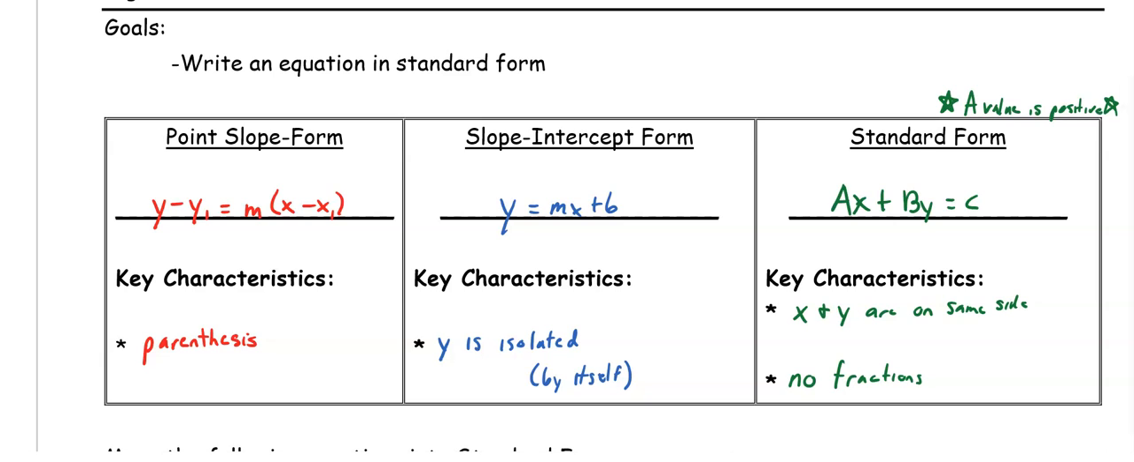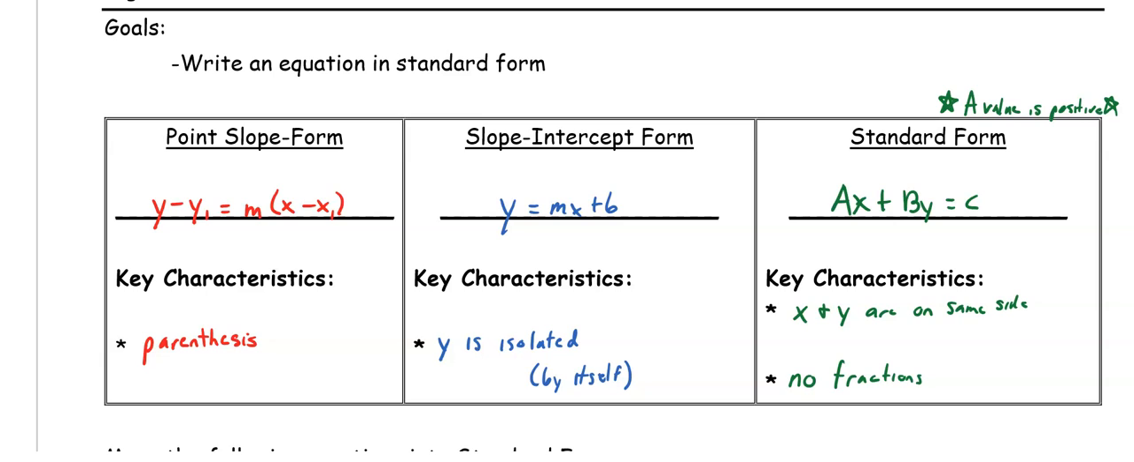Next, we have slope-intercept form, and in slope-intercept form, we know the slope and the y-intercept. That is y equals mx plus b. The key characteristic of slope-intercept form is that y is isolated, which means it's by itself.